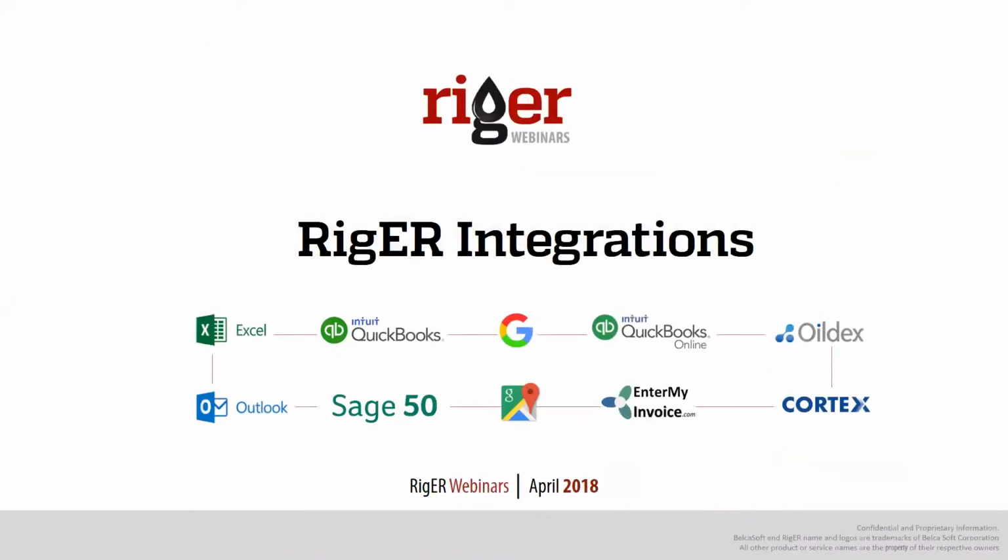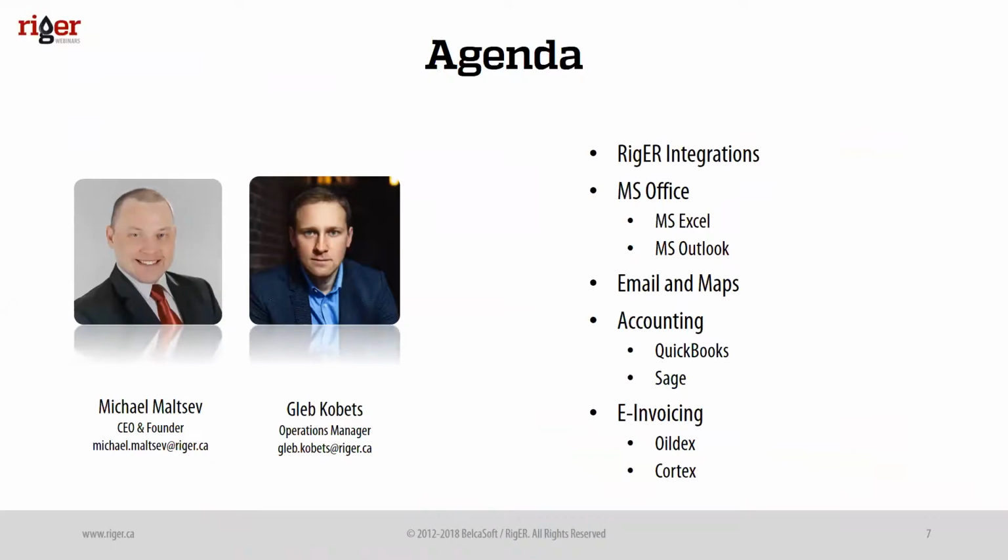Now we're getting to the main part of our show today. It is the RigER integrations topic. I would like to go over a quick agenda. The main presenters today are Michael and Gleb, whom most of you already know. They will be talking about the integrations in general, as well as specific integration programs that we're working with: Microsoft Office, Excel and Outlook, email and maps, accounting, and e-invoicing. It's going to be very insightful and very energetic as far as the tempo goes, so we'll make sure that we cover a lot of ground.